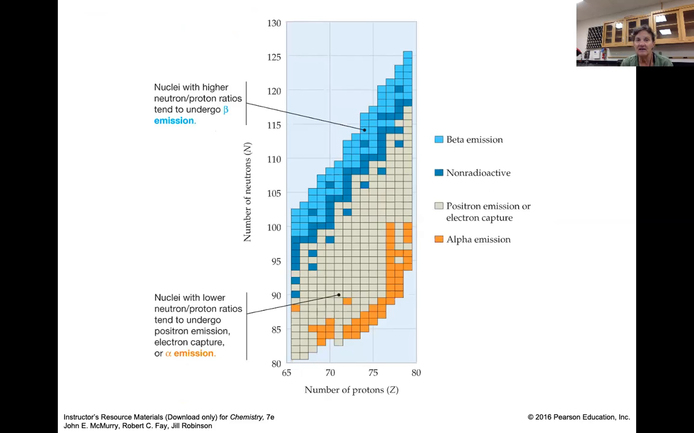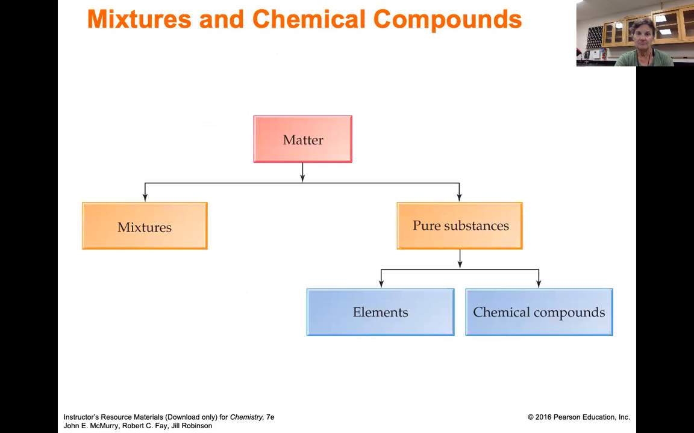Nuclei that have higher neutron to proton ratios tend to undergo beta emission, because if an electron's given off, you're essentially creating a proton. So you're going to make that neutron to proton ratio smaller. And so you can just look at this and realize that there's a reason why we have beta, alpha, positron emission, or electron capture, because of that desire to become closer to a stable isotope.